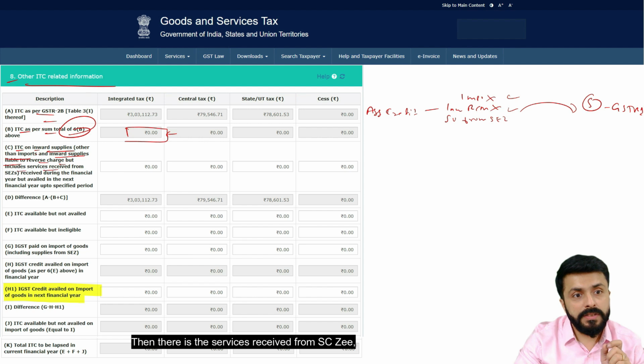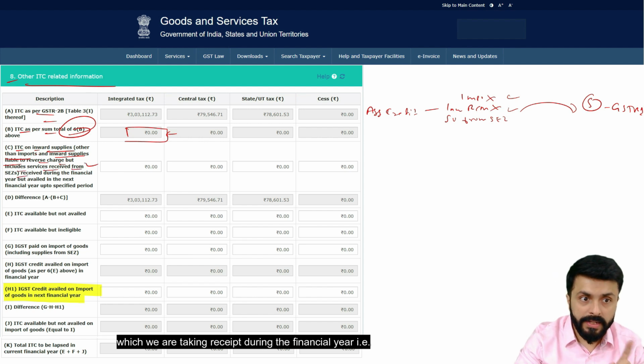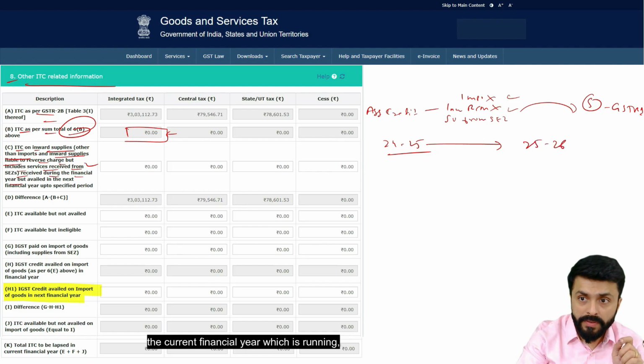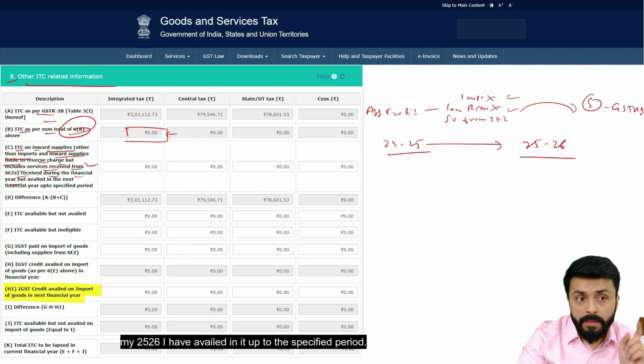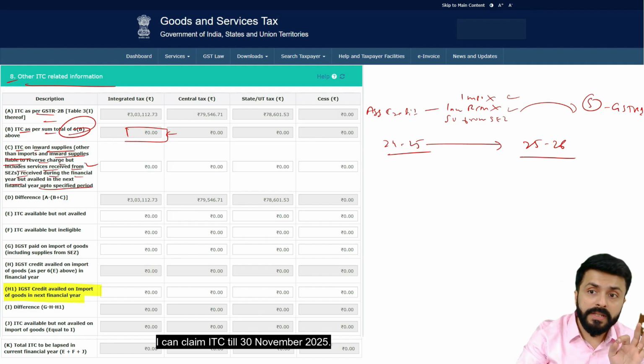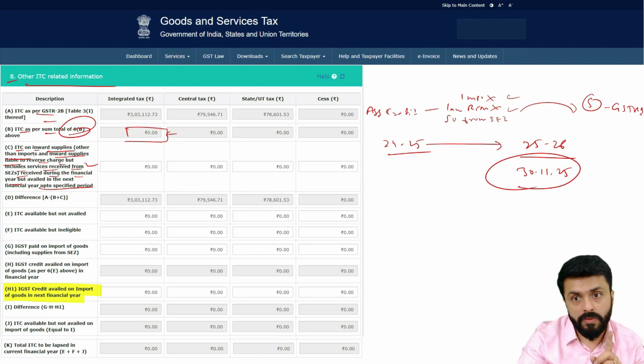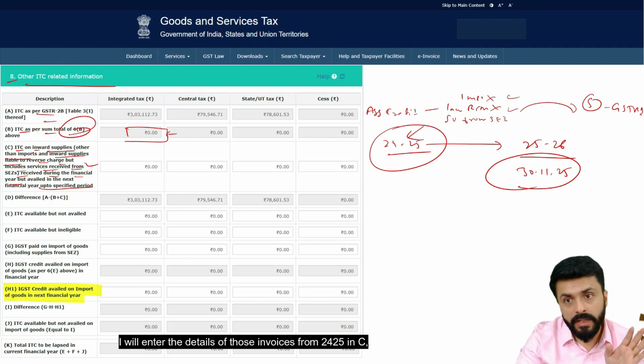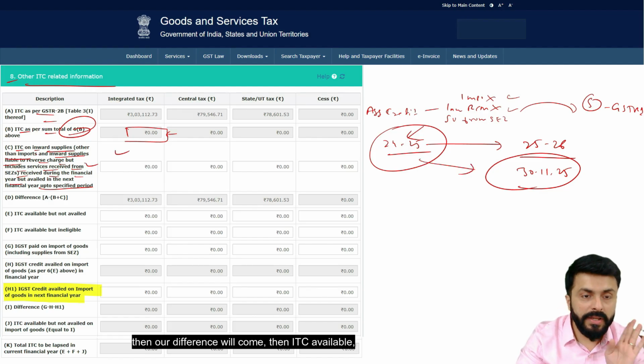Then there are the services received from SEZ, which we are taking as receipt during the financial year, i.e. 24-25. I had received them, but availed only in the next financial year, i.e. the current financial year which is running, my 25-26, up to the specified period. I can claim ITC till 30 November 2025. I will enter the details of those invoices from 24-25 in C. Then our difference will come.